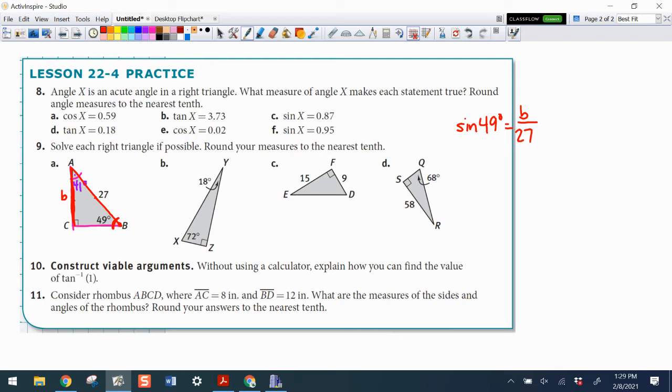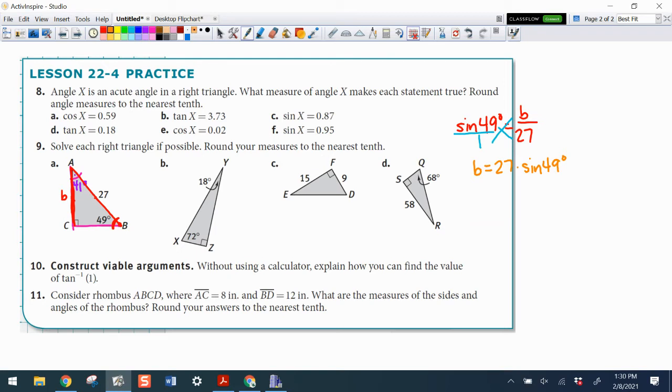Now, depending on what calculator you have, there is a way that we don't actually have to get the decimal approximation of sine of 49 before we move forward. So I'm actually going to show that. We're going to rewrite this as a ratio on the left side, sine of 49 over 1, and we're going to do cross multiplication. So I'll get b equals 27 times the sine of 49.